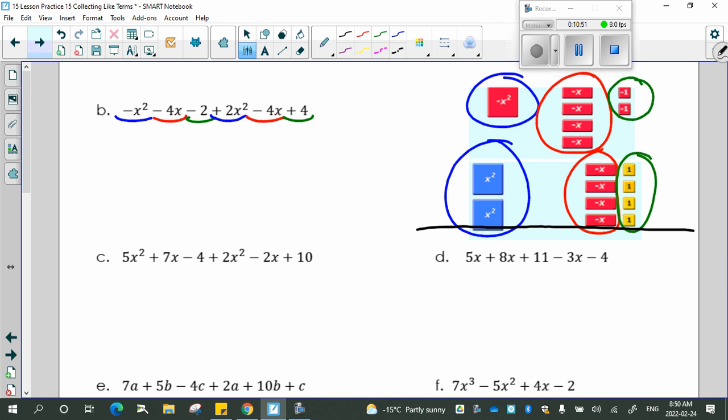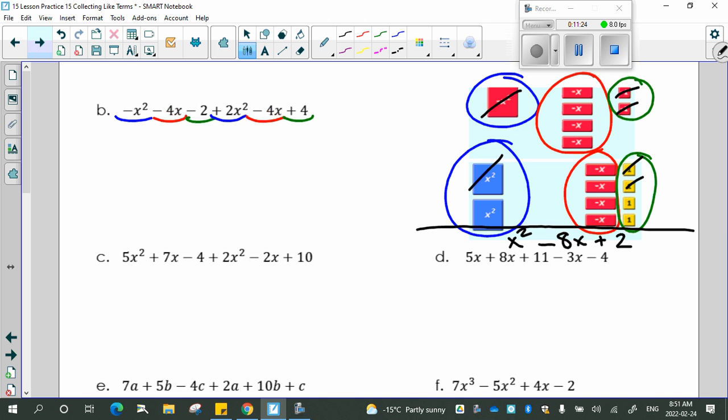Can anyone predict the answer by looking at the picture here? If we combine these, 1x squared, good. So those two cancel out and I'm left with 1. Negative 8x's, good. So they're all negative x's, and there's 8 of them, negative 8x. And then there's a 0 pair, there's a 0 pair, and I'm left with positive 2 ones. Okay?